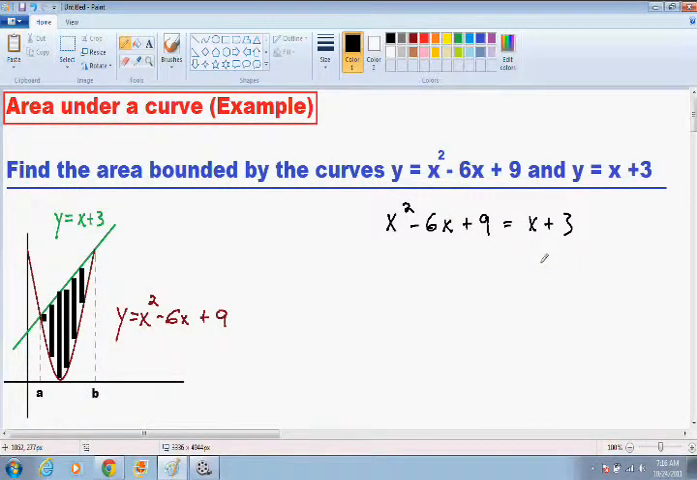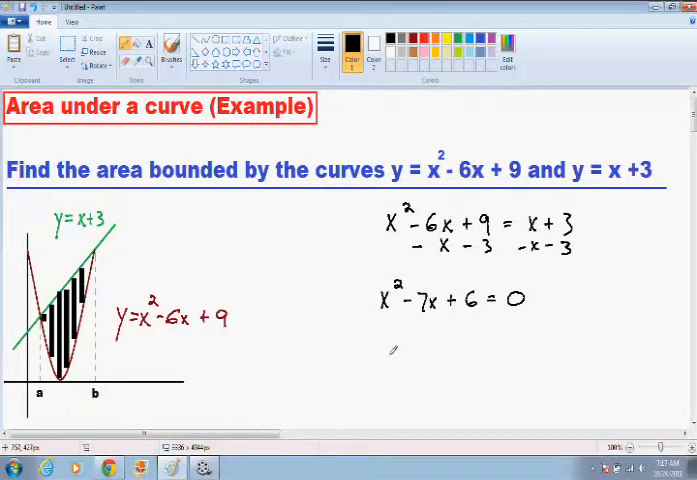So the first thing I'm going to do to solve this equation is to subtract x and subtract 3 from both sides and make it all equal to 0. So if I subtract x from both sides and I subtract 3 from both sides, I'm left with x squared minus 7x plus 6, and that all equals 0.